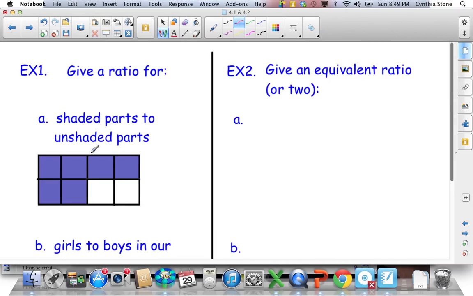Okay, so if we want to give a ratio for shaded to unshaded parts here, basically you just count them up. You got 2, 4, 6. 6 is shaded, so I could say 6, and then to unshaded, 1, 2. 6 to 2.